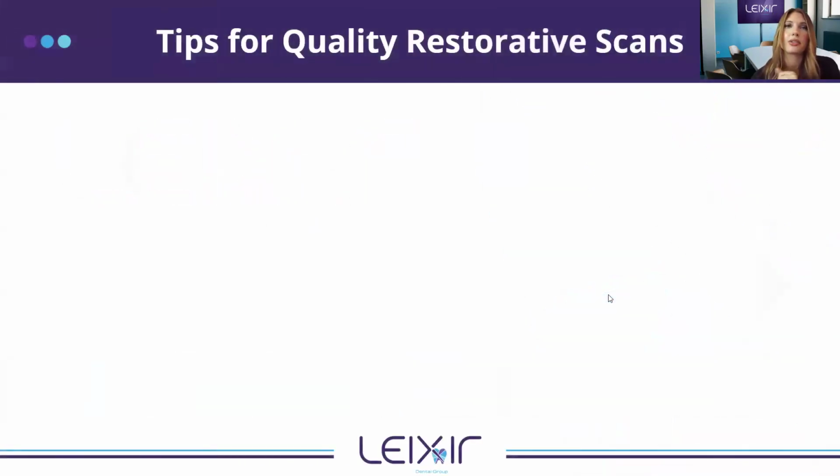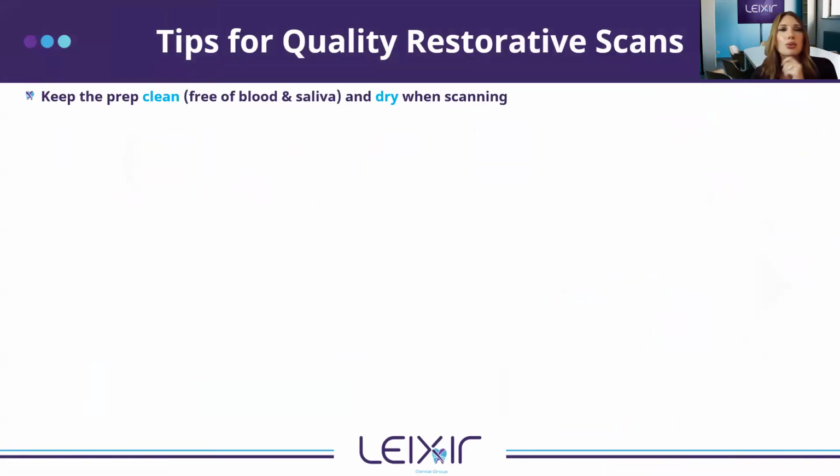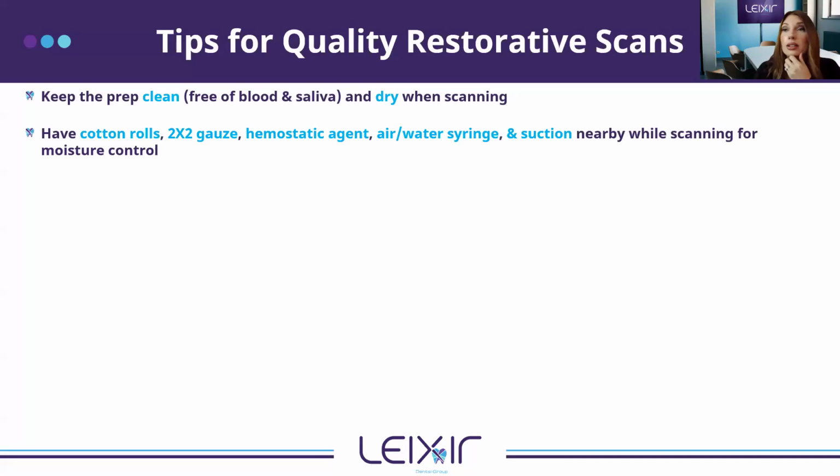All right, so some tips and tricks for quality restorative scans. We want to keep the prep clean and dry, so either a 2x2 or your air syringe, just making sure that's really nice and dry, so that the lab can see your margin to get a well-fitting crown. Again, just keeping that dry. So having cotton rolls, 2x2 gauze, air syringe, like I said, your suction. If you use a hemostatic agent such as Traxodent, that's very helpful to control bleeding.